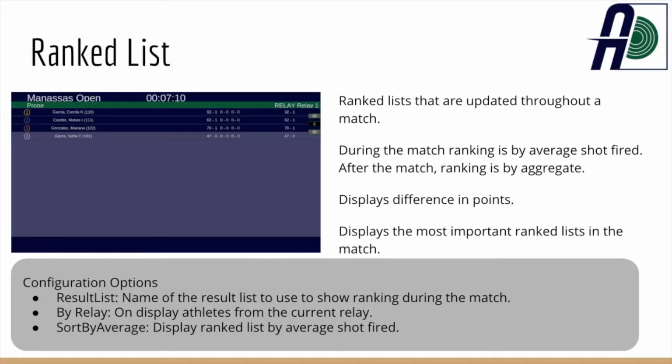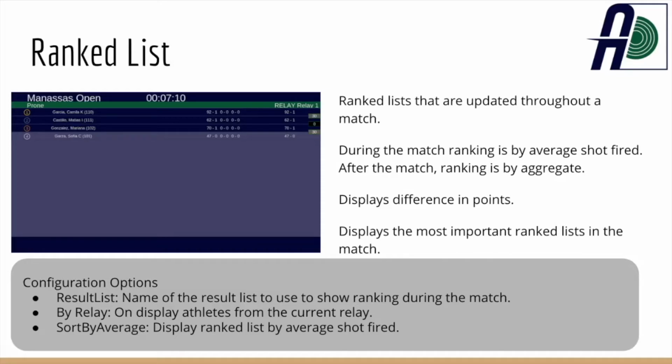And then you can actually show multiple ranked lists, and the out-of-the-box experience is going to show the ranked list for the most important matches. So this is typically, like in a 3-position match, your sporter individual, your precision individual, your sporter team, and your precision team ranked lists.